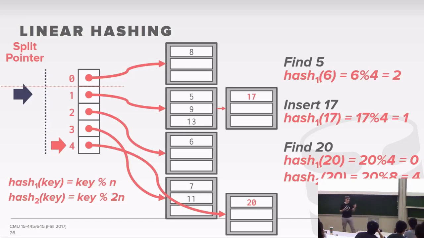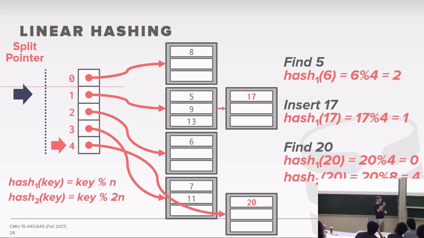Then at some point, you'll reach position 3, which is the end of the original slot array. Once I reach position 3, I would have extended the directory for all the other buckets I had to split to get there. Then I loop back around, reset the split pointer, delete the first hash function, and start over again and apply the same operation.